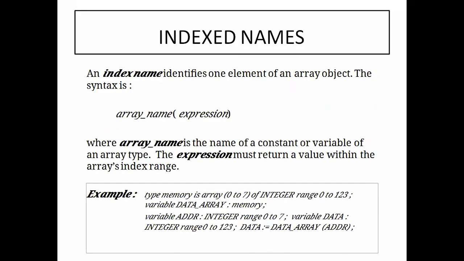not case sensitive. Next operand type is indexed names. So what do you mean by indexed names? An indexed name identifies one element of an array object. Okay, what is the syntax to have this indexed name operand? So you have to mention the array name followed by the expression of that array, right?